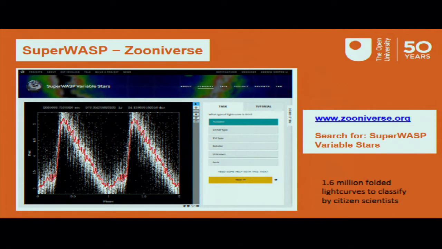So if you'd like to join in, please do go to zooniverse.org, search for SuperWASP Variable Stars. You can follow the little tutorial there and start classifying stars for yourself, and who knows what you might find.